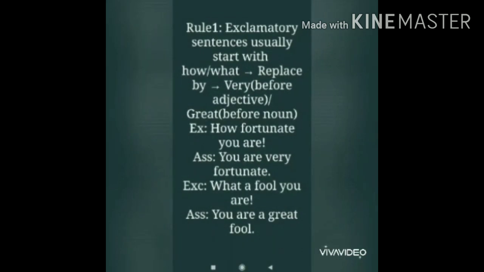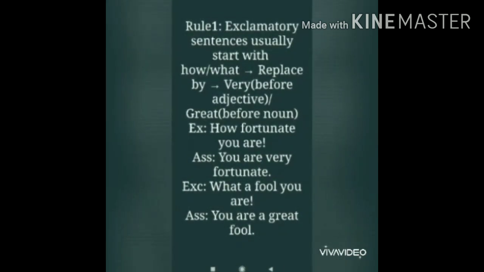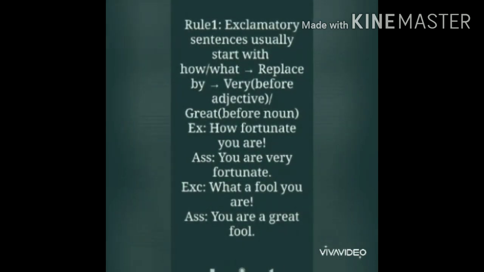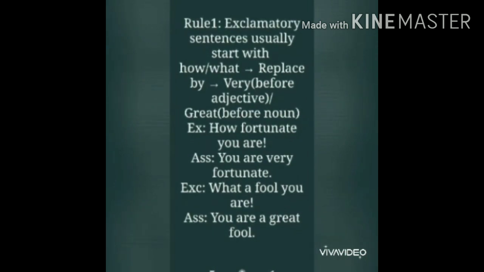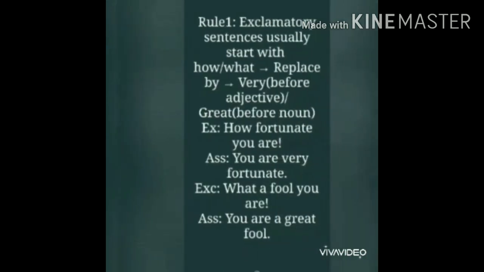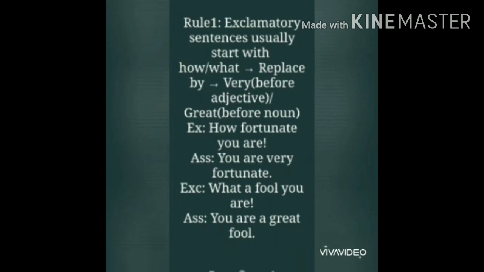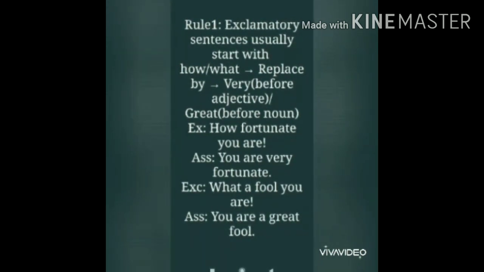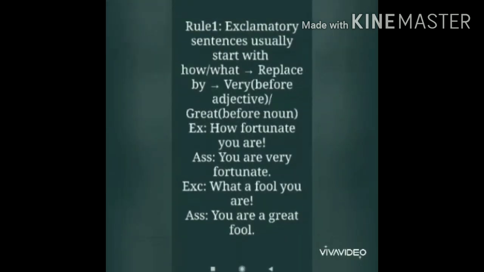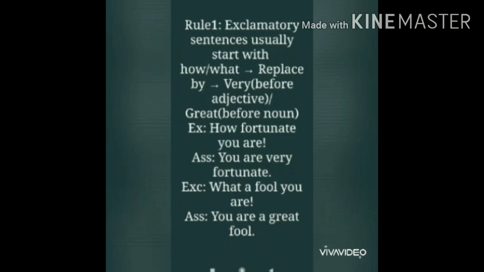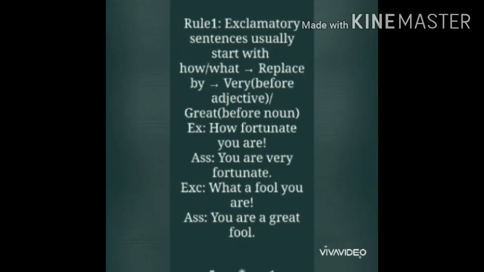For example, how fortunate you are. This is an exclamatory sentence. Changing it to assertive, it will become: you are very fortunate. Next is, what a fool you are. So instead of what, we have to use the word great here. So the sentence becomes: you are a great fool.